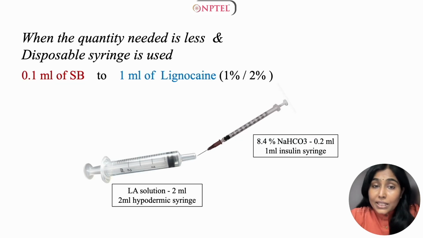Now, when the quantity needed is less and you're going to use a disposable syringe, again, you mix 0.1 ml of sodium bicarbonate to 1 ml of lignocaine, 1% or 2%. And this is how you make the mix.